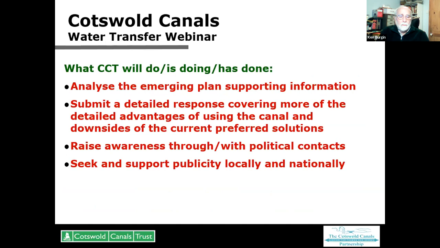Now, what are we doing? Well, CCT will be putting in a detailed critique of the emerging plan, pulling out as evidence information from the annexes and from the plan itself to point out why it makes sense to do the canal, and going into detail why. So if you're just writing in, you don't need to reproduce all of that. You can make your own points in your own way. But it's important that you do that, even if it's a couple of sentences.